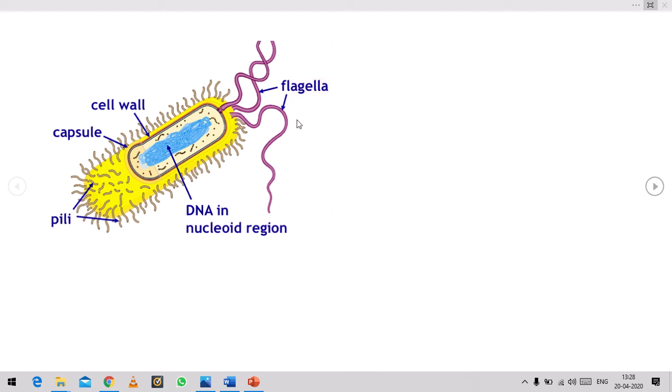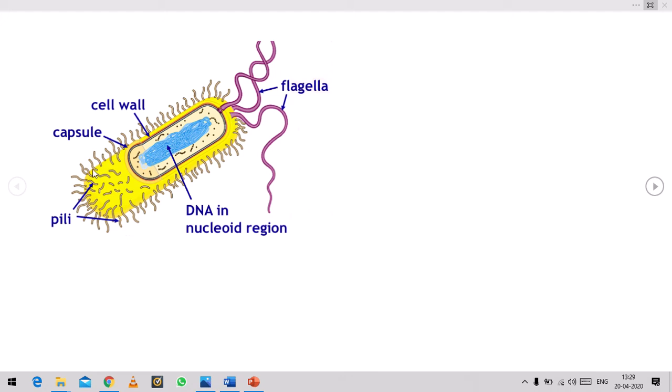Flagella, you all very well know what is flagella. Flagella are the filamentous structures which are attached to the cell surface. Flagella are composed of the protein flagellin.